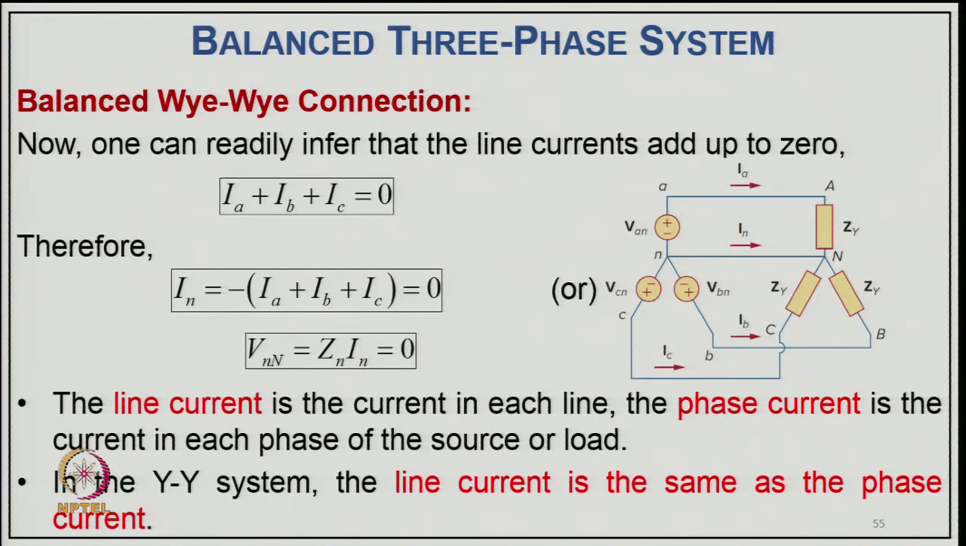So, line current is the current in each line and the phase current is the current in each phase of the source or load.